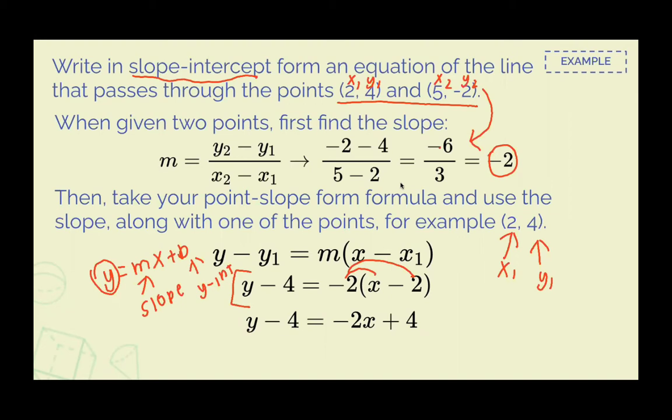This makes the process of isolating y a lot easier once you eliminate the parentheses, because notice how you can now add 4 to both sides. If you add 4 here, go ahead and combine like terms. You can see here that 4 plus 4 can combine, and you're left with an equation in slope-intercept form, which is y equals -2x plus 8.